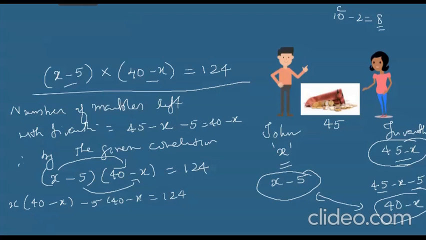So I'll write once again. (x minus 5) into (40 minus x) is equal to 124. x into 40, that is 40x, minus x into x, it is x square. Now negative 5 into 40, that is negative 200. Now minus 5 into minus x, minus of minus is plus. Again 5 into x, it is 5x.